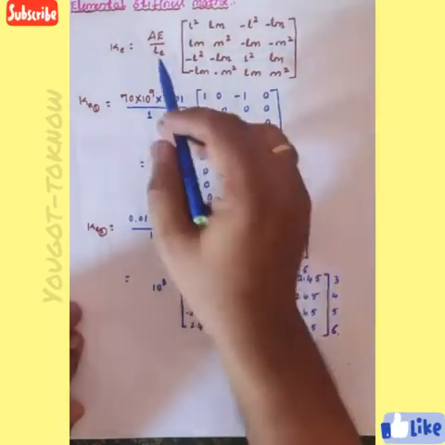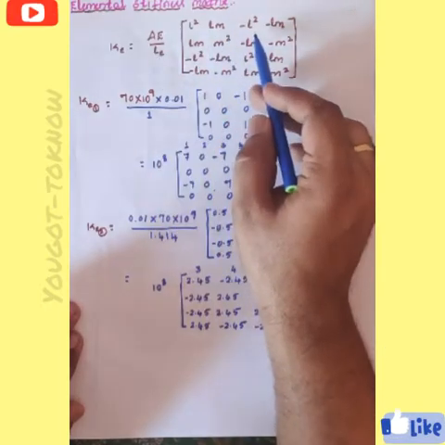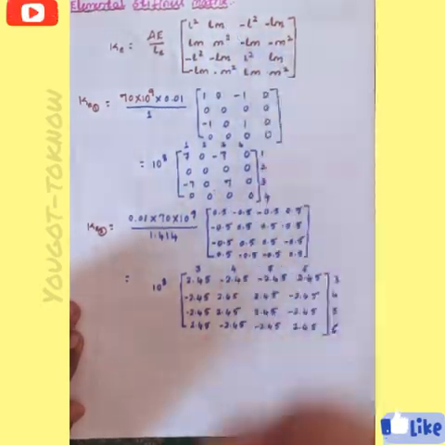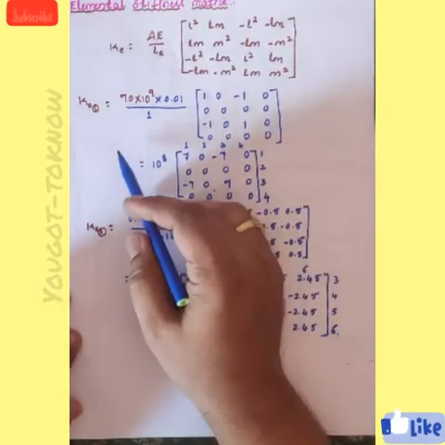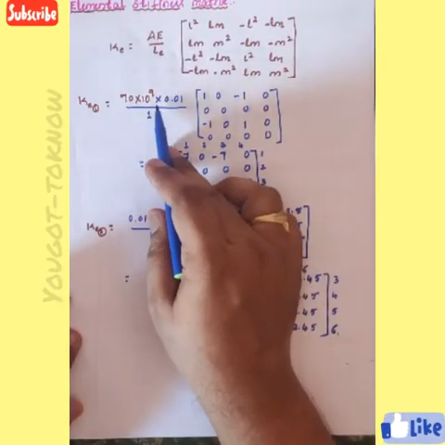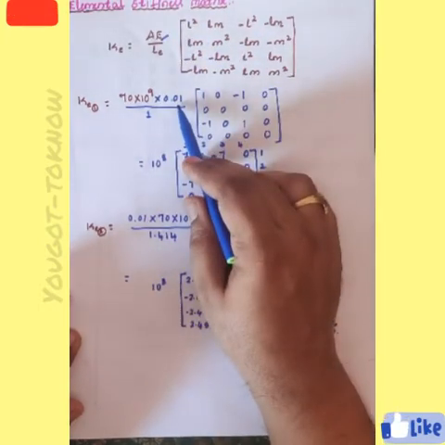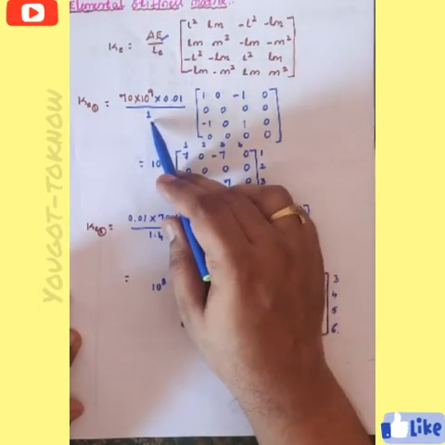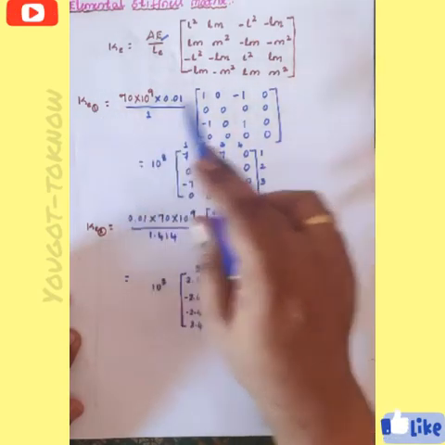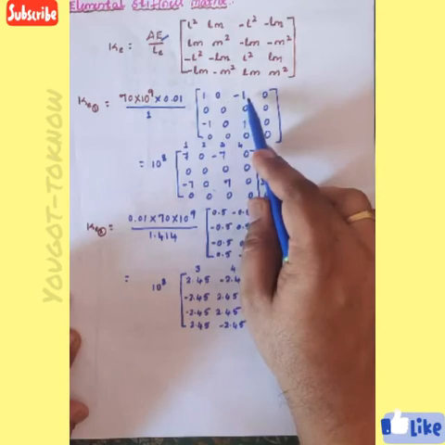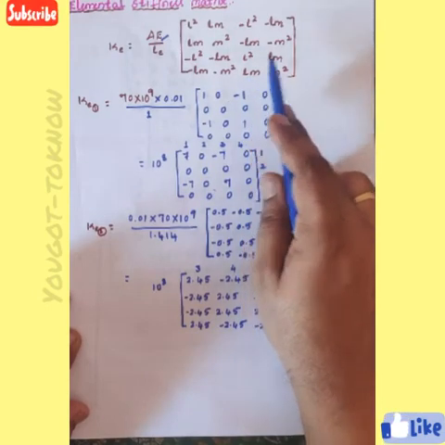What is the elemental stiffness matrix for a truss? AE by L times the matrix L square, Lm, minus L square, minus Lm. I think you know how to remember this. Then, the first element. See what the first element is: 70 into 10 power 9 is your Young's modulus. 0.01 meter square is the area. And 1 is the length of the first element, because I am calculating your first element. Then 1, 0, minus 1, because L we know is 1. Sorry, minus L square means minus 1.